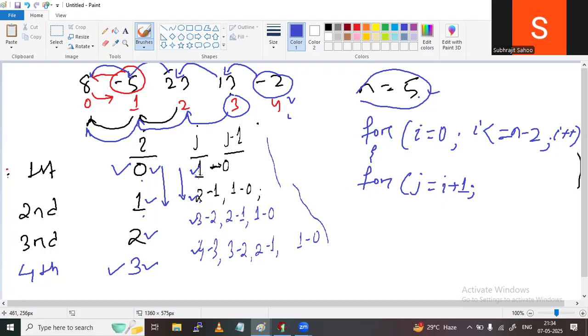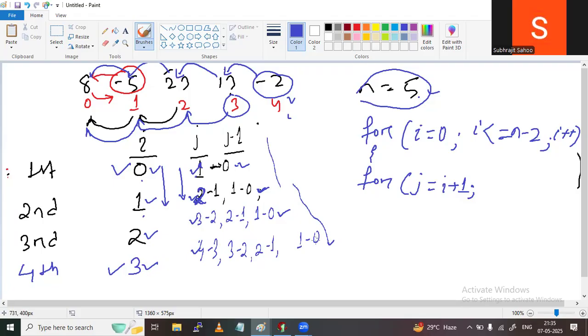Now see, starting value, ending value is what? Ending value of j is 0. That means it is reducing, it is not increasing. Starting value is 1, ending value is 0. Here also, starting value is 2, ending value is again 0. When starting value is 3, ending value is again 0.